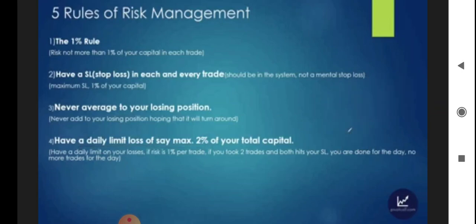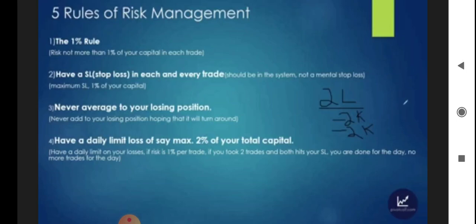But what do novice traders do? Suppose a novice trader has a 2 lakh rupees capital, and assume the first trade hits stop loss, he'll get angry. Suppose another trade hits stop loss, he'll get doubly angry. Then he will not stop there. What comes to his mind?